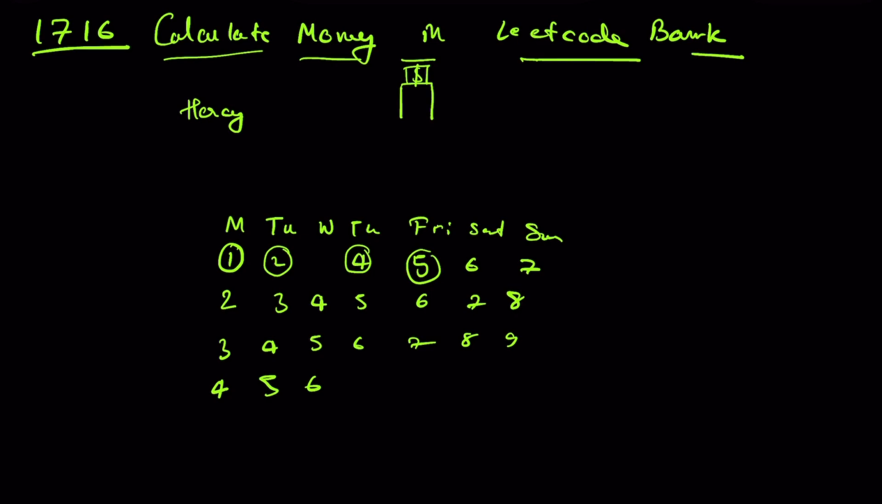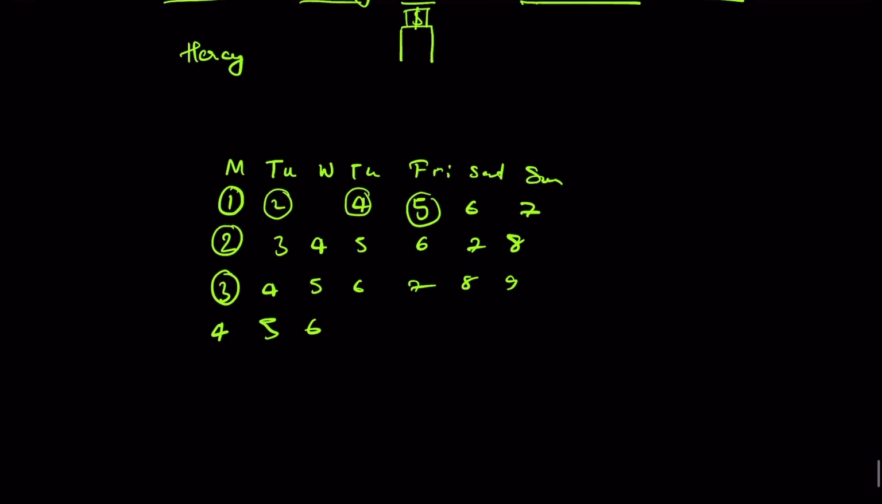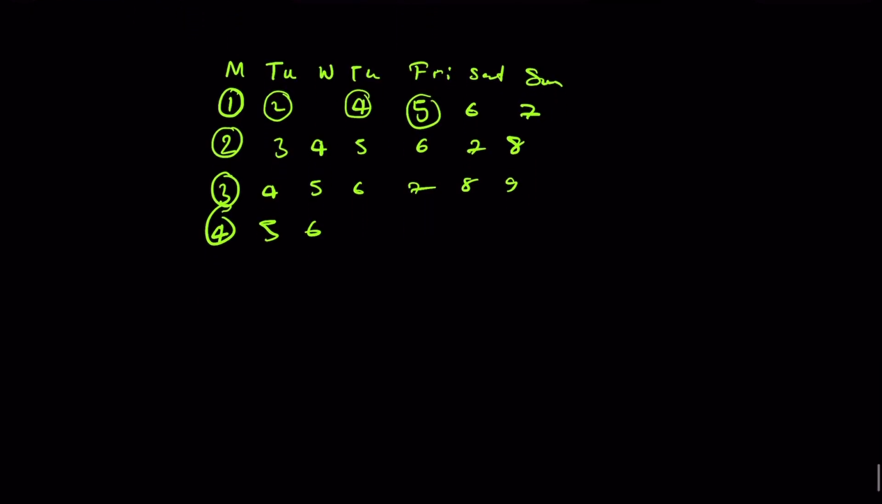And also it is given that whenever Monday comes again, his investment restarts by increasing $1 from the previous Monday's investment. So here we see it starts from 2, from 3, and from 4 here. Now what we have to do is sum all these deposit values to get the final amount at the end of n days.